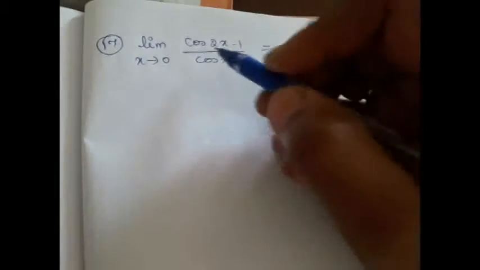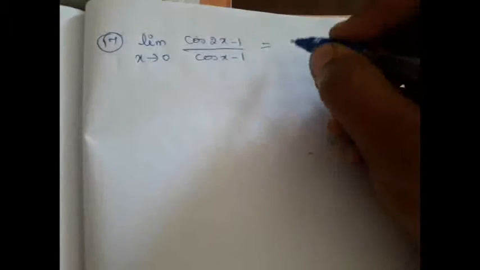As x tends to 0, cos 0 is going to be 1. So 1 minus 1 divided by 1 minus 1. So it is of the form 0 by 0. So as x tends to 0, the function (cos 2x minus 1) divided by (cos x minus 1) takes 0 by 0 form. So we have to reduce this further in order to evaluate its answer.